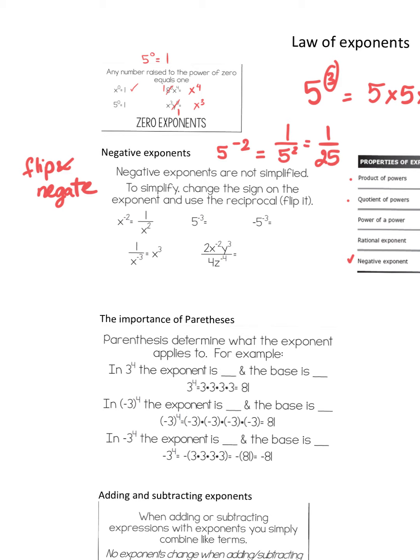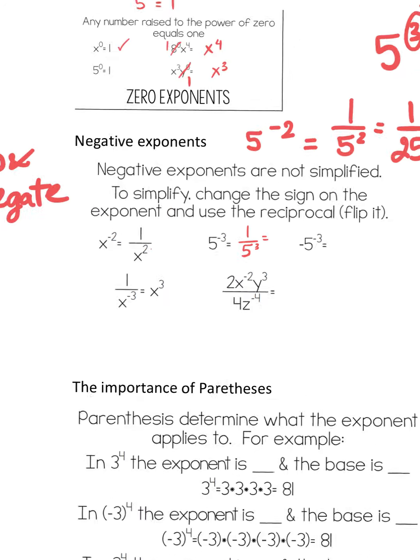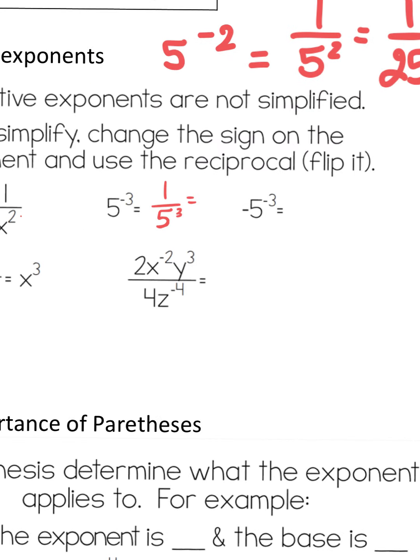Okay? So let's try this one. We know x raised to the power of negative 2. We flip it, which is 1 over x, and negative becomes positive. Same thing right here. 5 raised to the power of negative 3. We flip it, and negative 3 will become positive 3. And we just did 5 raised to the power of 3 earlier. You can use your calculator. It will be 1 over 125. And we're going to leave it as the fraction.